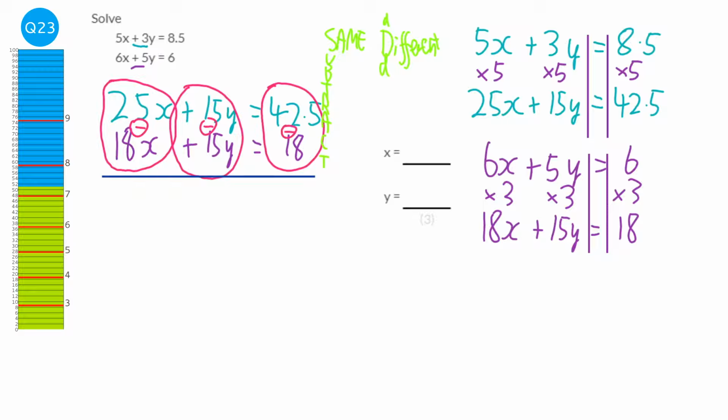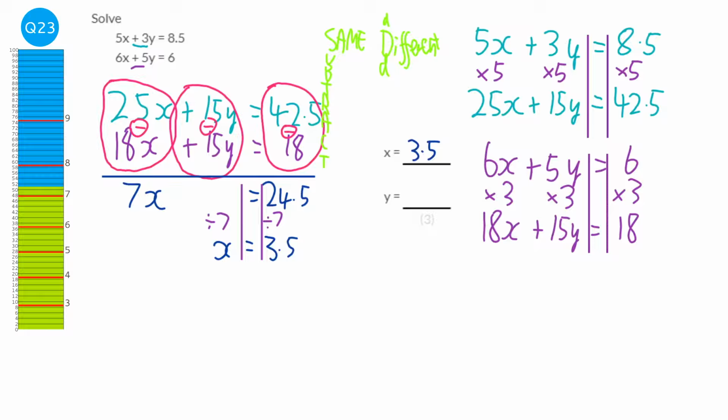So we're going to start off with 25x take away 18x, which is 7x. 15y take away 15y is nothing, which is good. We need that to be 0. And then 42.5 take away 18, which is 24.5. Get our solving lines in. We're going to divide both sides by 7 to get x on its own. So we've got x equals 24.5 divided by 7, which is 3.5.